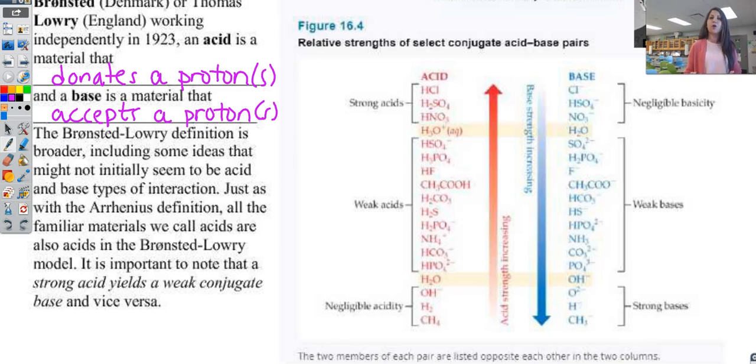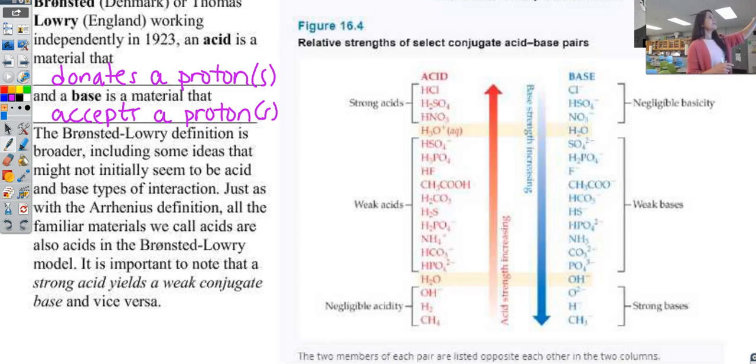It says, just as with the Arrhenius definition, all the familiar materials we call acids are also acids in Bronsted-Lowry. It's important to note that, this is what this chart is going to show us here, a strong acid yields a weak conjugate base and vice versa. We're going to talk about what these conjugates are, okay? So if we look at this chart, we're going to come back to it in just a little bit here.